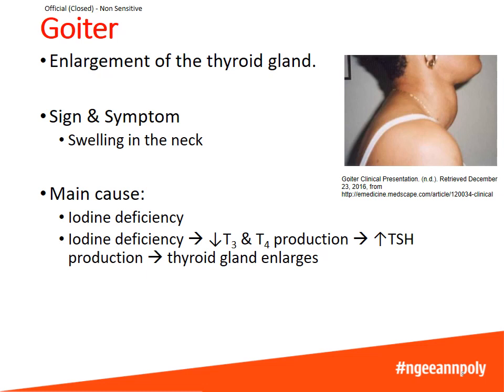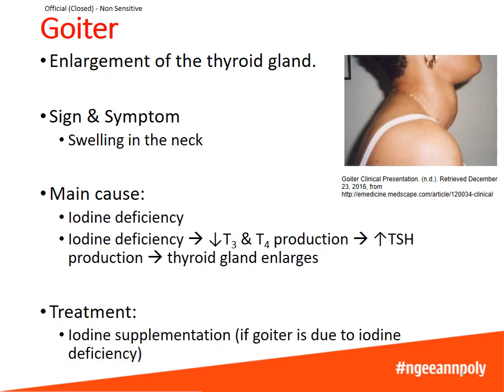Iodine is a building block for thyroid hormones, so a person with iodine deficiency will not be able to produce the thyroid hormones T3 and T4. When T3 and T4 levels are low, the pituitary gland secretes more thyroid-stimulating hormone to stimulate the thyroid gland. The thyroid gland enlarges, resulting in goiter.